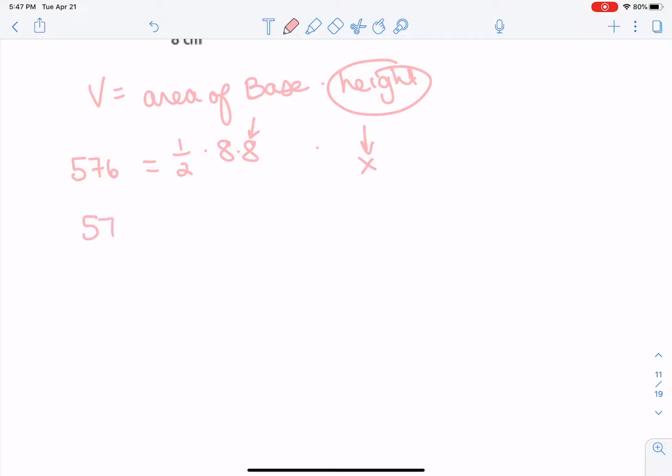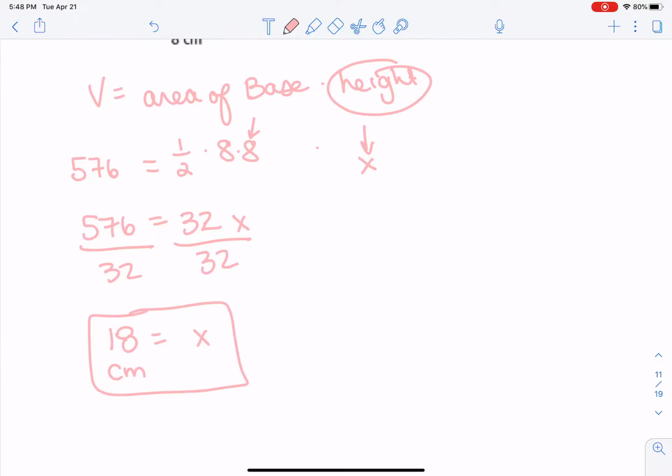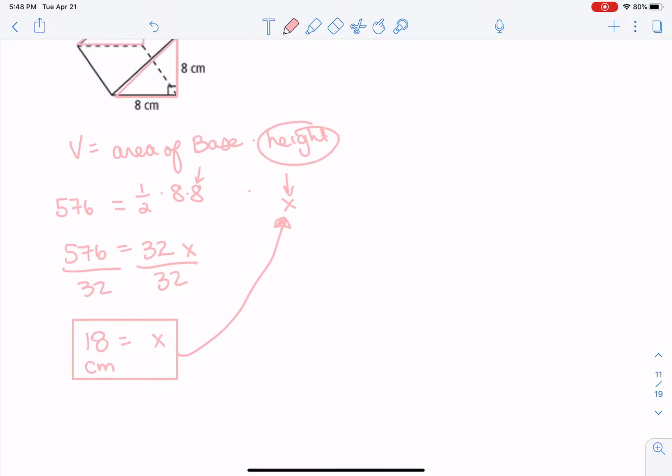So I can say 576 equals 8 times 8 times 1/2. That's 32 times x. Divide both sides by 32, and that gives me 18. So 18 centimeters should be that height. And you can double check by going back and saying, okay, if I plugged it back in, would I get 576 to make sure you're right?